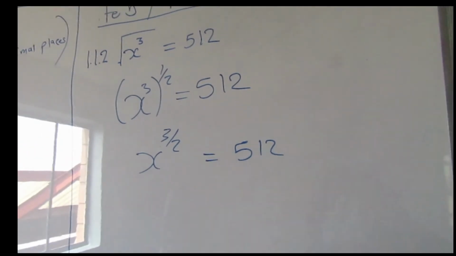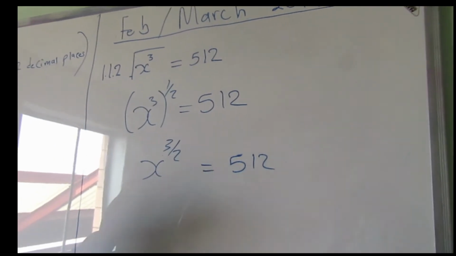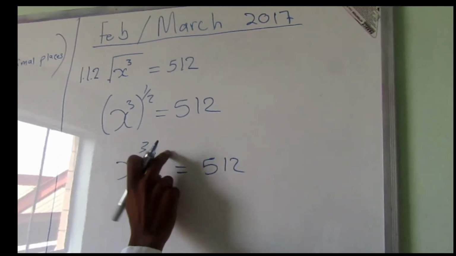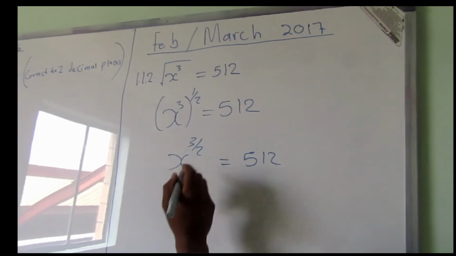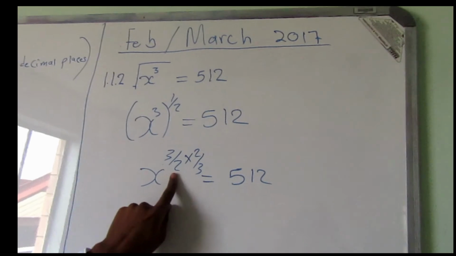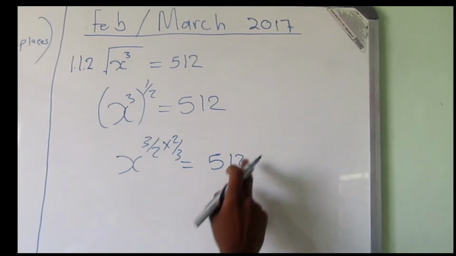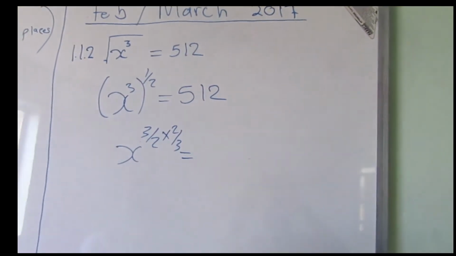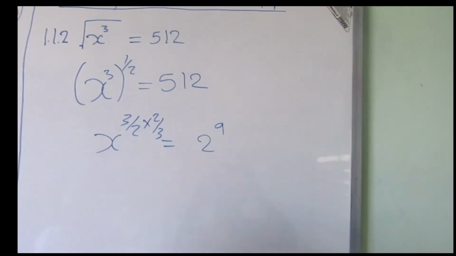Then remember that when we arrive here, we have to multiply our exponent 3 over 2 in such a way that we get 1, of which we are going to say 3 over 2 times 2 over 3. 2 and 2 will cancel each other, and 3 and 3 will cancel each other, then we get 1. Then when we arrive here, we change this into exponential form, which is going to be 2 to the power 9.